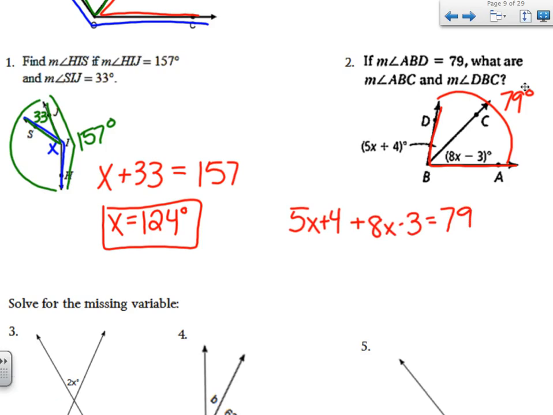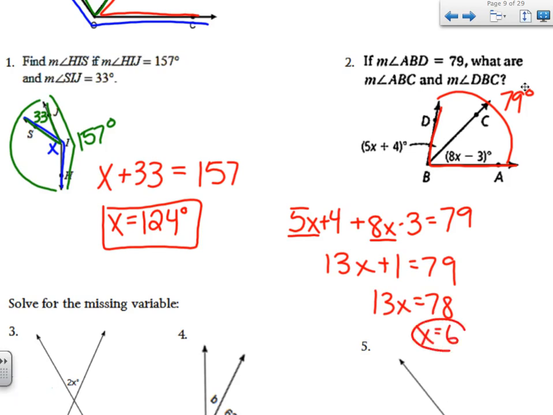And then you get to do your favorite part of algebra: combine like terms and solve multi-step equations. You don't have to show all your work, but if you want to, go for it. You've got 13x plus 1 equals 79. Subtract 1, you get 78. Divide by 13, you get 6. The most common mistake is people stop right there, but it did not want me to find X. It wanted me to find the measure of ABC and DBC.